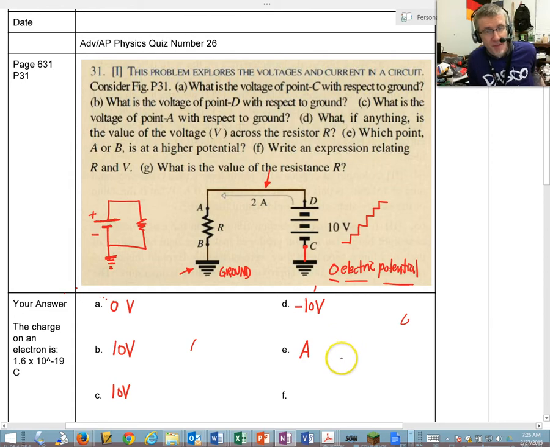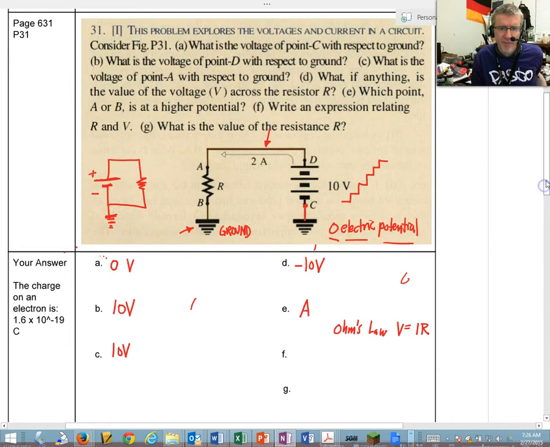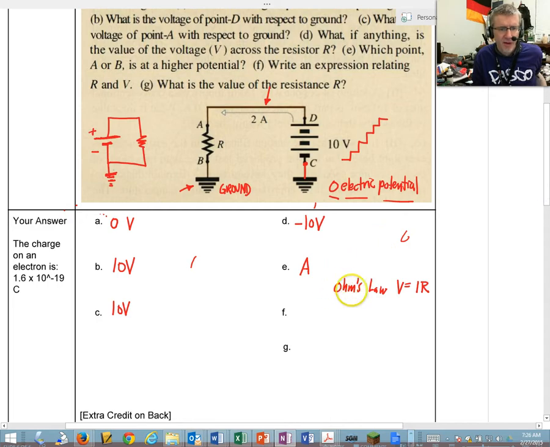The magic expression that relates R and V is Ohm's law. So Ohm's law says that the voltage across a resistor is the current times the resistance. And so that's relating R and V. And so when we want to know the resistance, F was V equals I times R. And then G is basically the value of the resistance. So if I know the voltage and know the current, then V over I equals R.